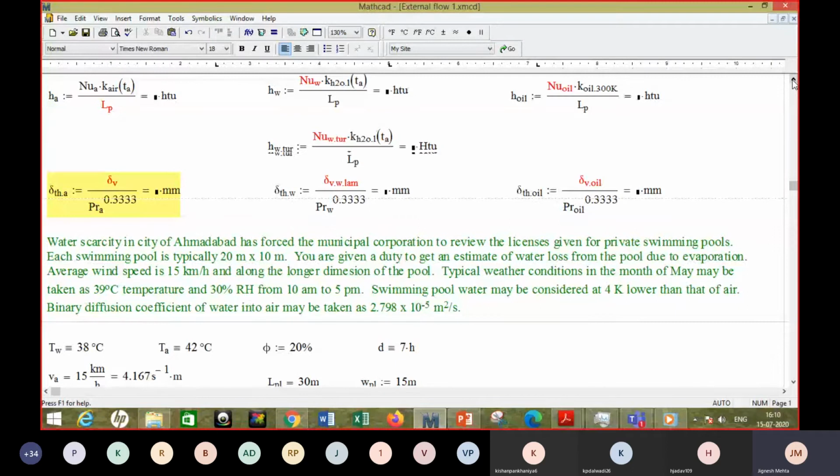There is going to be some wind flowing over that. So that actually makes it a case of convective mass transfer. This is the example that we want to take up now, and this example is solved with an assumption of analogy between heat transfer and mass transfer.